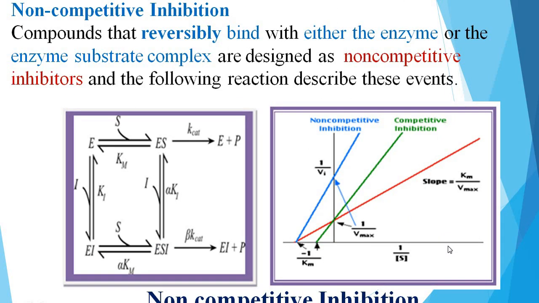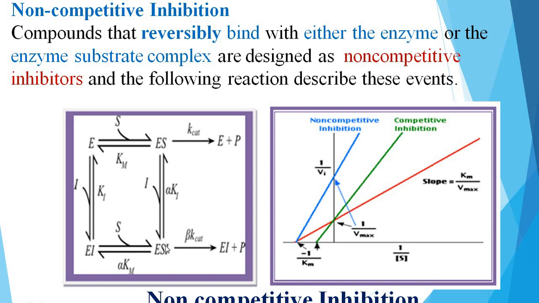Now, coming to the non-competitive inhibition. Compounds that irreversibly bind with either the enzyme or the enzyme substrate complex are designated as non-competitive inhibitors, and this reaction shows the binding. The inhibitor has no structural resemblance with the substrate, but the inhibitor can bind to the enzyme to form the enzyme inhibitor complex, or the inhibitor can also bind to the enzyme substrate complex to form the enzyme substrate and inhibitor complex.